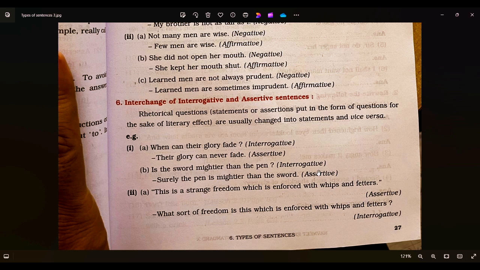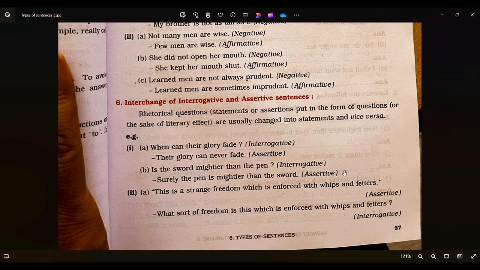Second example, is the sword mightier than the pen? Now you can see this sentence has two different answers, positive and negative. We can give both answers, but I would request you to go for the positive sentence. And here, when we are making an assertive sentence, the positive answer is surely the pen is mightier than the sword. So surely shows the answer is positive. Instead of saying yes, you can write surely also. And then in the answer, assertive is there, so the subject comes first and then the helping verb and then the remaining words.